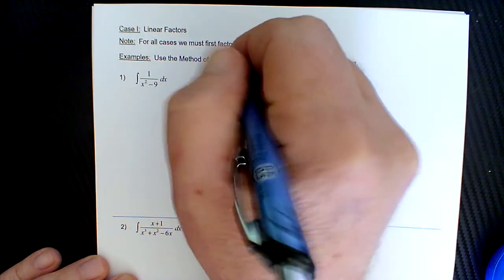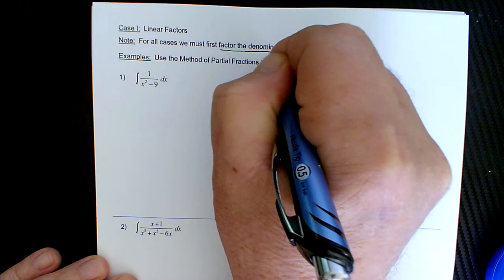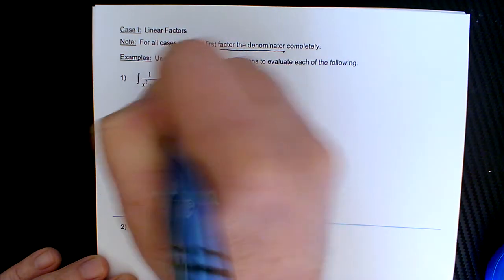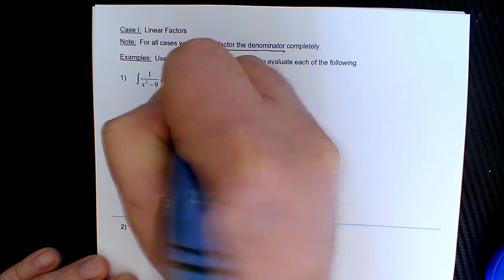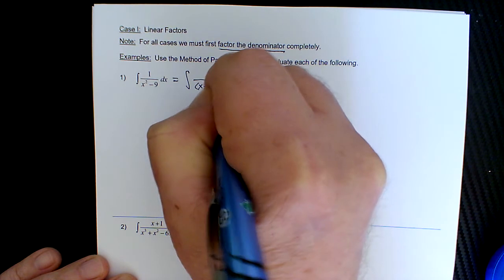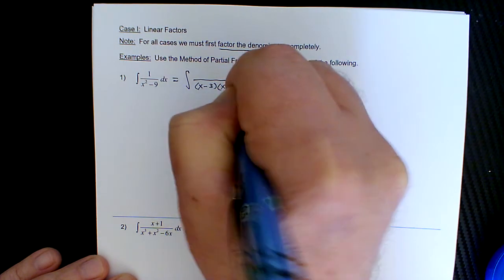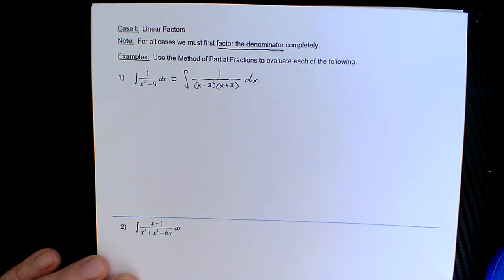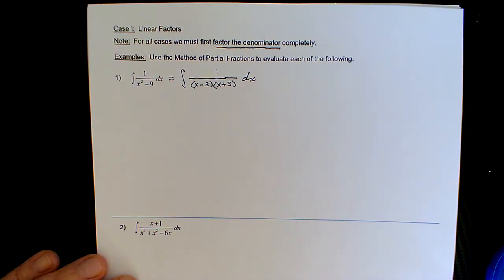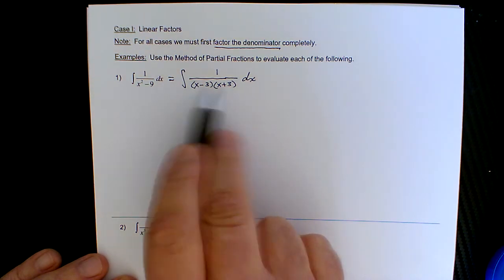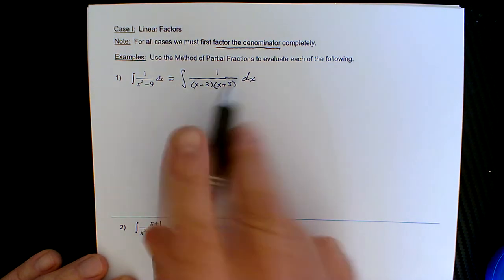Now, the first thing to do, no matter what, for all cases, you have to first factor the denominator. You don't care about the numerator, but you have to factor the denominator completely. So here you can see in the denominator we have the difference between two perfect squares, that is, x minus 3, x plus 3, so that factors neatly. Because remember, the premise is that any polynomial can be factored into the product of linear factors and irreducible quadratics. So here's a product of two linear factors.